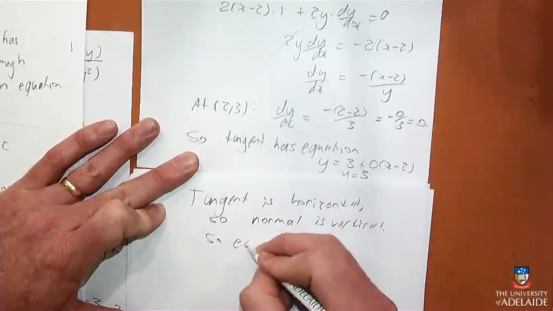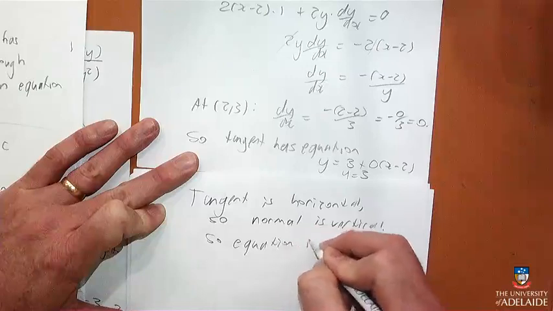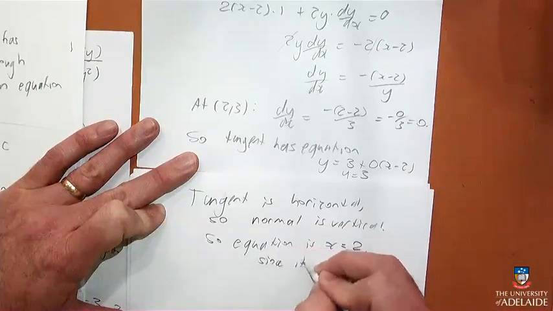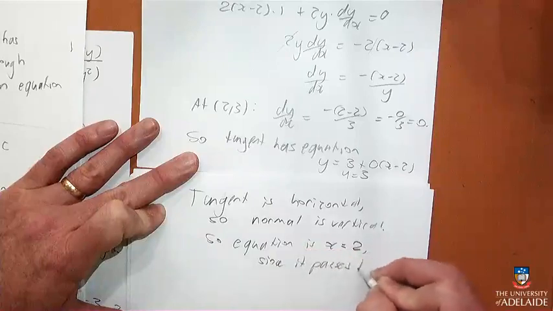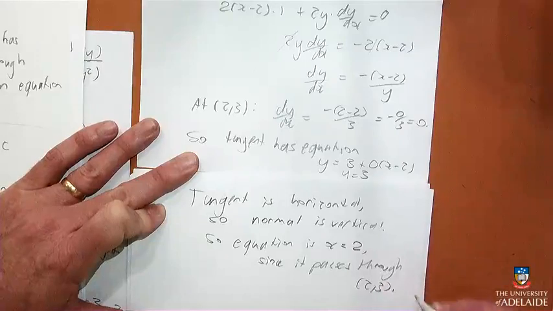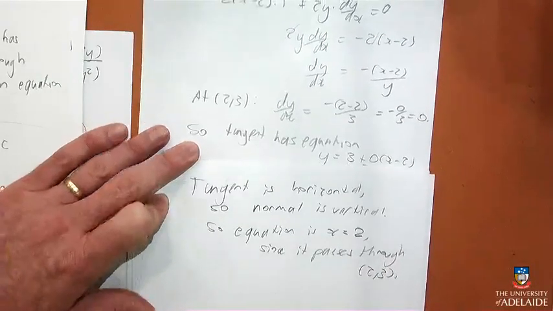So the equation is x equals 2 since it passes through 2, 3, and therefore they all must have the same x coordinate.